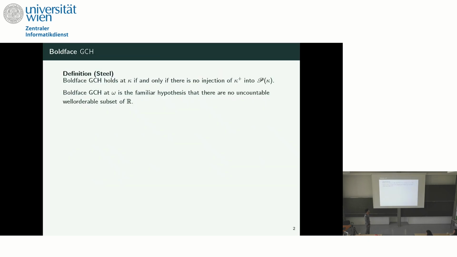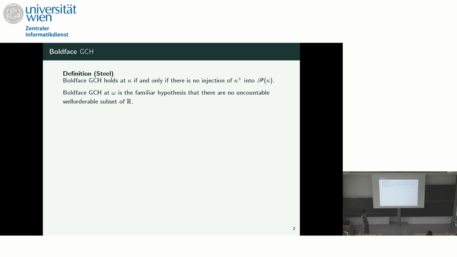The first natural step in classifying cardinal exponentiation is this property that Steel defined, called Bothe-phase GCH at kappa. It's the statement that there is no injection of kappa plus into the power set of kappa. And Bothe-phase GCH at omega is actually a very common choiceless hypothesis that just says that there is no uncountable well-orderable set of reals.